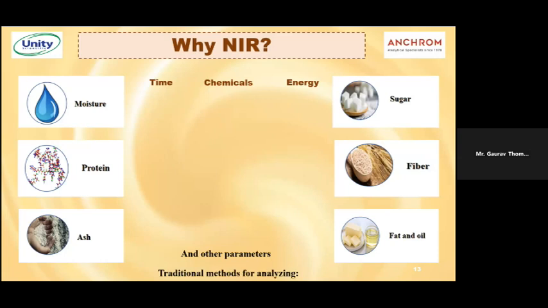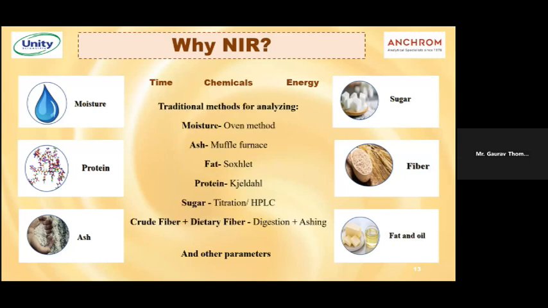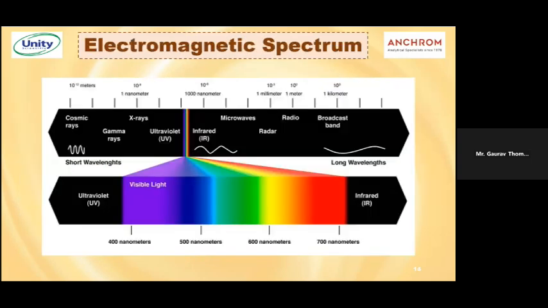Why? Because you follow all these primary methods of analysis. For moisture, you subject your samples to oven drying. For ashing, you keep them in a muffle furnace. For evaluating fat, you subject them to Soxhlet extraction. For evaluating protein, you use Kjeldahl extraction. For evaluating sugars, you use iodometric titration or HPLC. And fibers, as we know, are evaluated by acid digestion and then ashing. NIR is something that would help you with this.